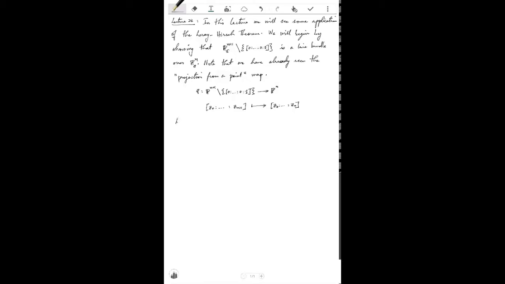So let W_i contained in C^{n+1} denote the open set Z_i not equal to 0. Then let U_i contained in P^n denote the open set, again Z_i not equal to 0. Then phi inverse of U_i is exactly W_i.